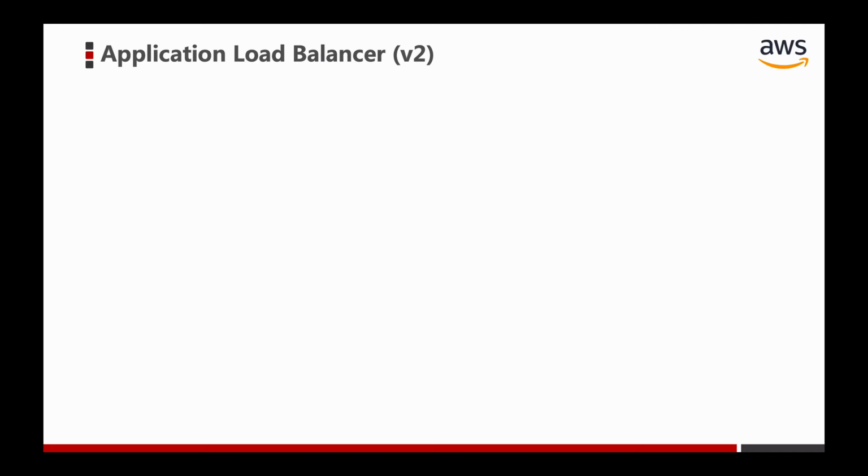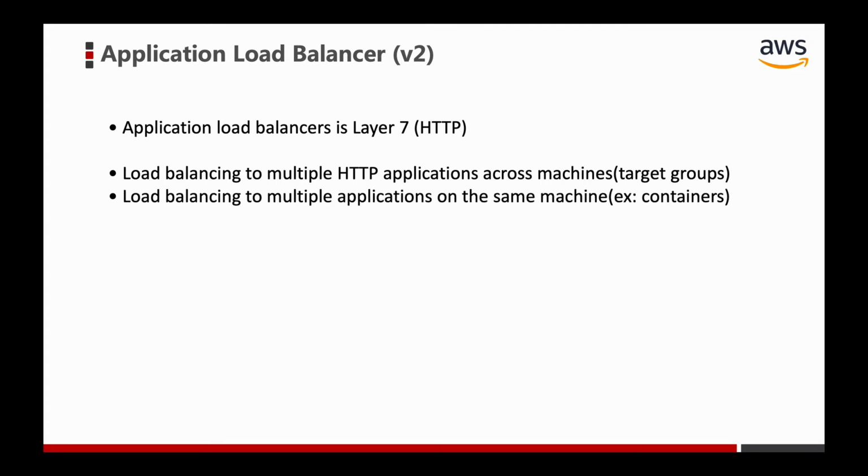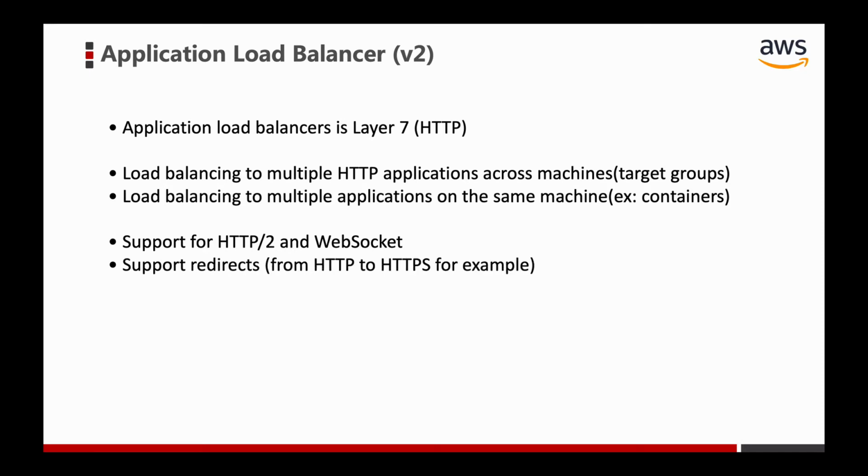So in this video, I will talk about application load balancer, which is also called ALB. ALB is a layer 7 load balancer. It does load balancing to multiple HTTP applications across machines, and load balancing to multiple applications on the same machine. It supports HTTP2 and WebSocket. It supports redirects, for example, from HTTP to HTTPS.